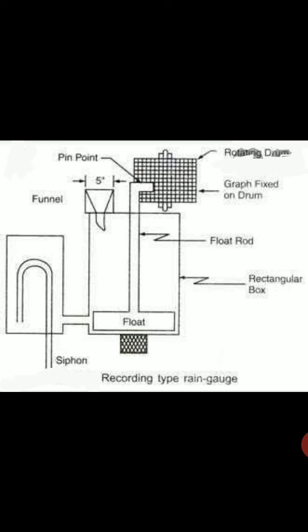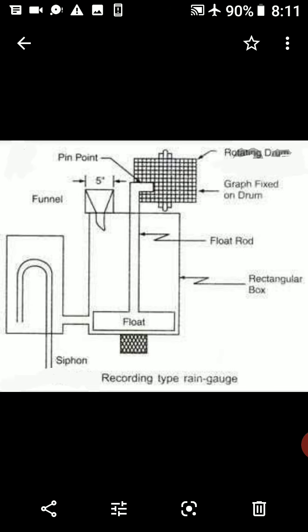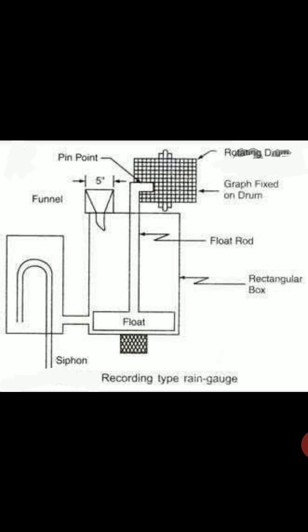The float consists of a rod which contains a pen arm for recording the amount of rainfall on the graph paper wrapped on the recording drum. It consists of a siphon which starts functioning when the float rises to some definite height, and the container goes on emptying gradually.